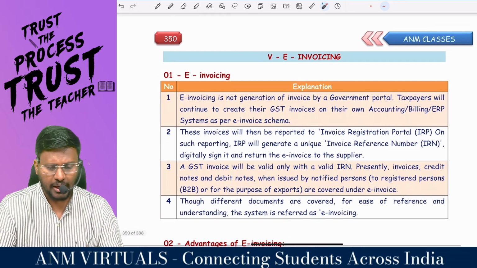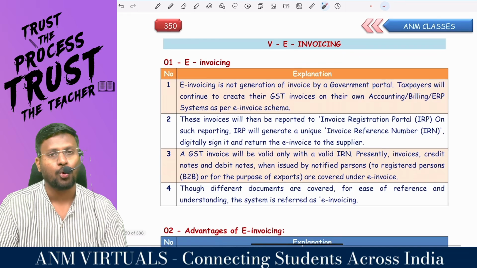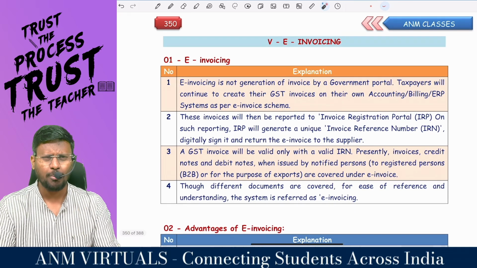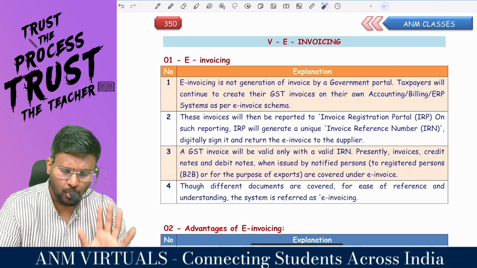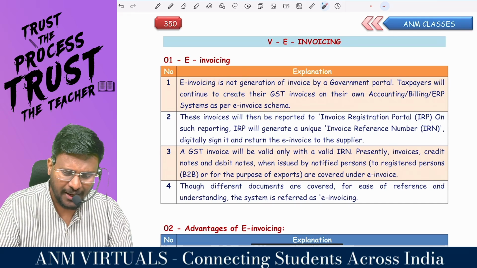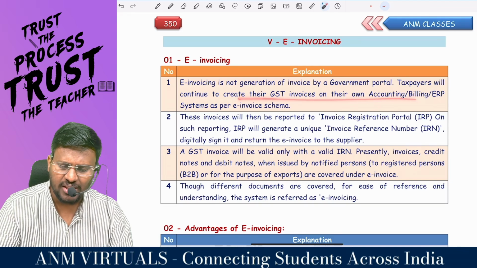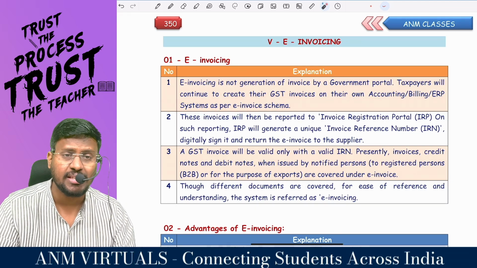E-invoice is not the generation of an invoice by what? A government portal. We have the government portal, the GST website. E-invoice means it is not the generation of an invoice by the portal; taxpayers will continue to create their GST invoice in their own accounting, billing or ERP system as per the e-invoice schema.